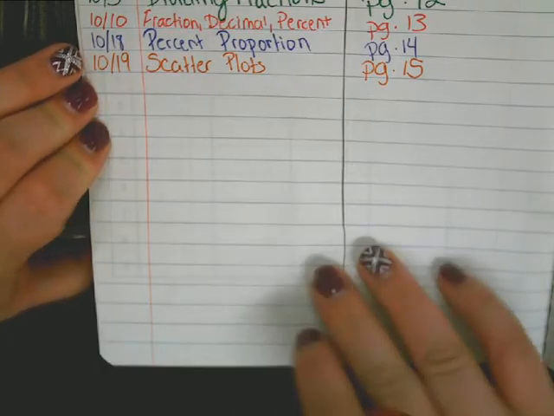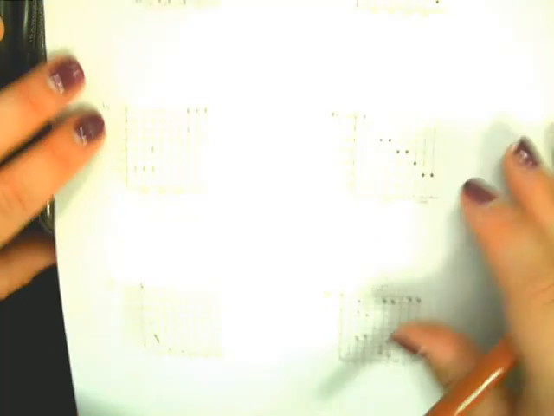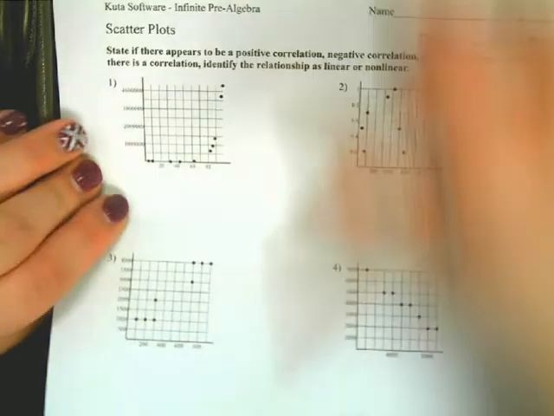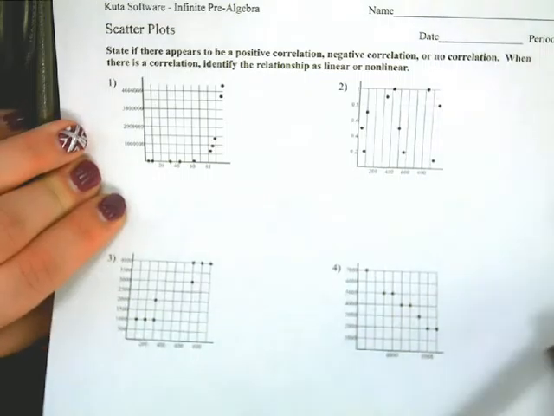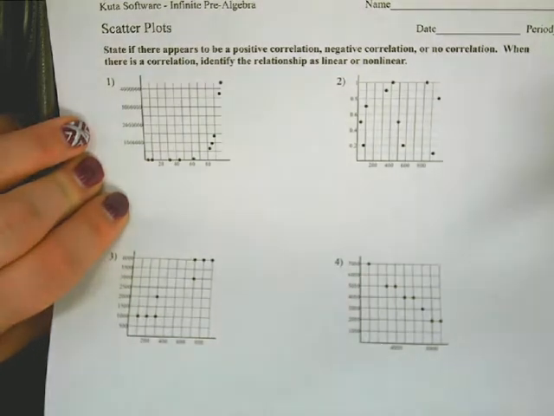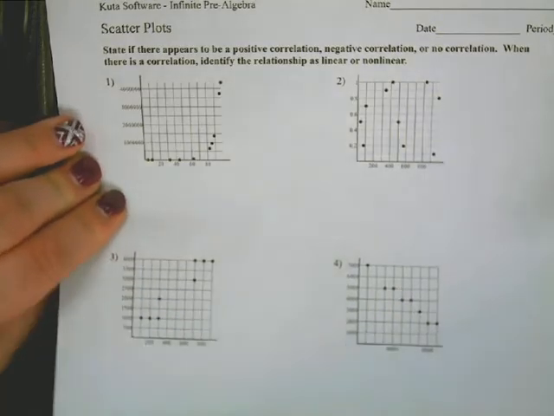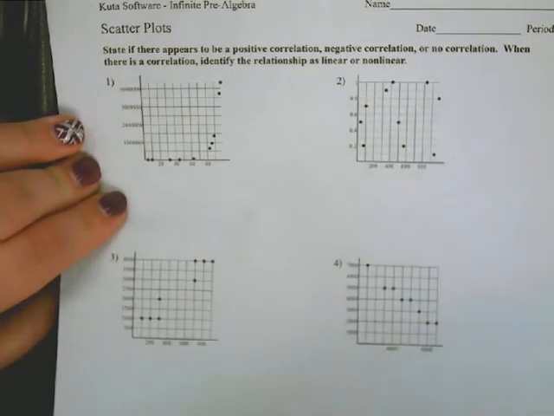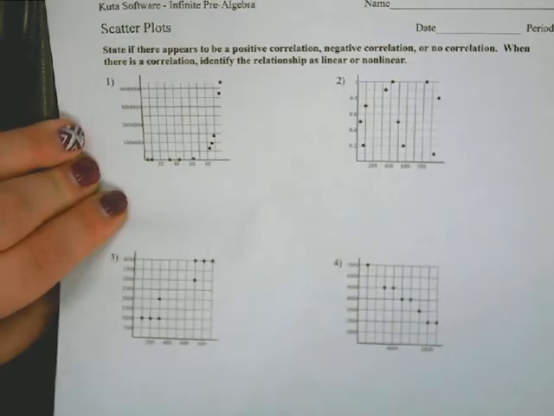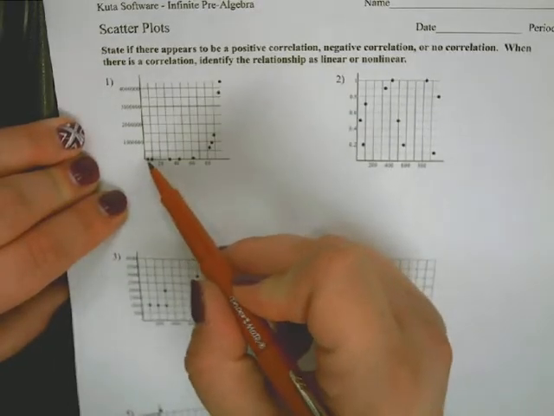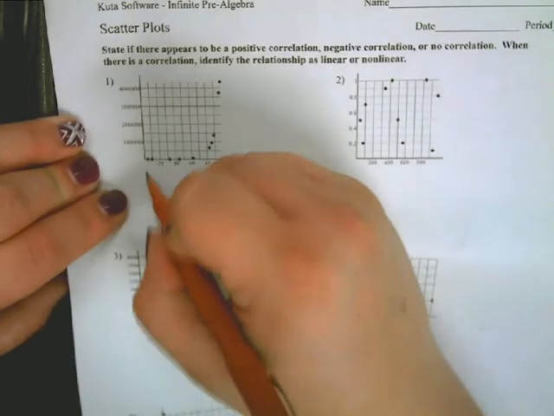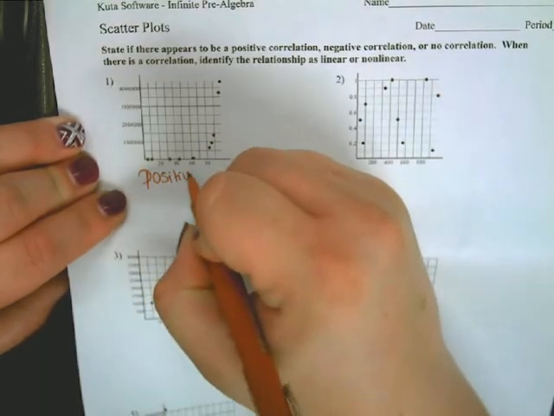Okay, so now I want to look at some examples before I turn you loose on your homework. So looking at number 1, positive, negative, or no correlation. Correlation and association are the same thing. So this one is calling it a correlation. So positive, negative, or no correlation. Well, it starts out here, and then it starts to go up, so I would call it a positive correlation.